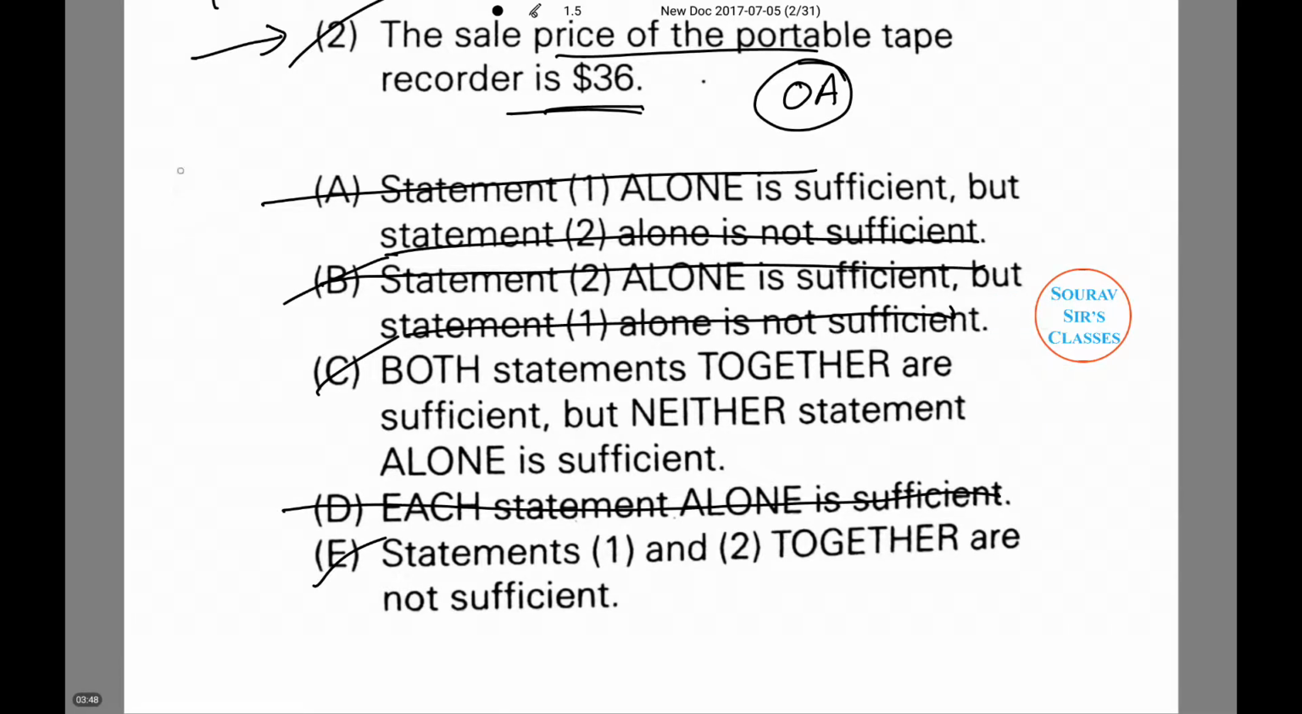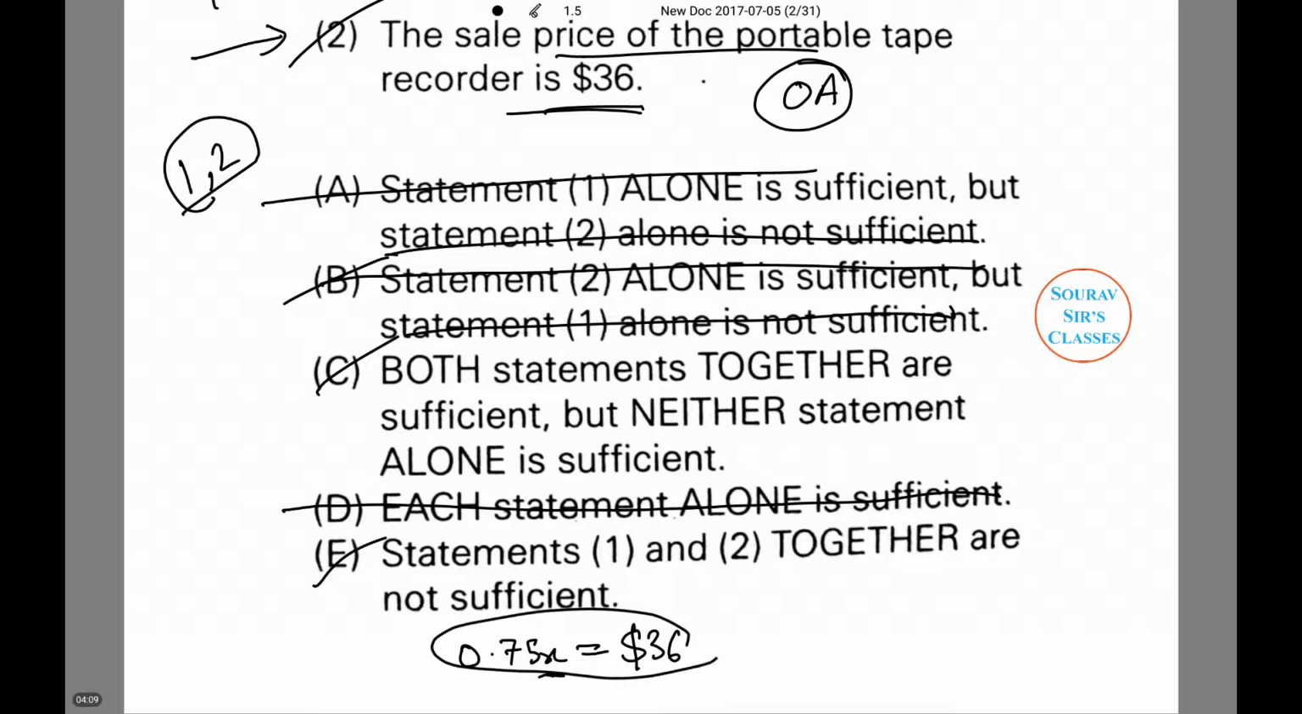However, when we put the two statements, 1 and 2, together, we have enough information to write an equation, that is 0.75x, since there is a 25% reduction, which equals $36, where x is the original amount. Once we subtract the price after the reduction, we'll have the answer to this question. But remember, in data sufficiency questions, we don't need to get the actual answer to the question. We just need to know that the information is sufficient. Thus, we can cross out option E, and thus option C, which states that both statements together are sufficient, but neither statement alone is sufficient.